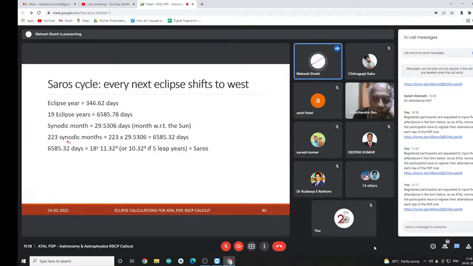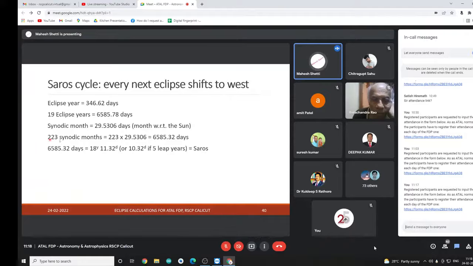Suppose here the sun was near one particular node. After 223 synodic months, again it is going to come near the node because it would have completed 19 eclipse years. So see, there are two factors coming over here. If the solar eclipse has taken place, it implies two things. One, it was a new moon day. Second, the sun was near the node.